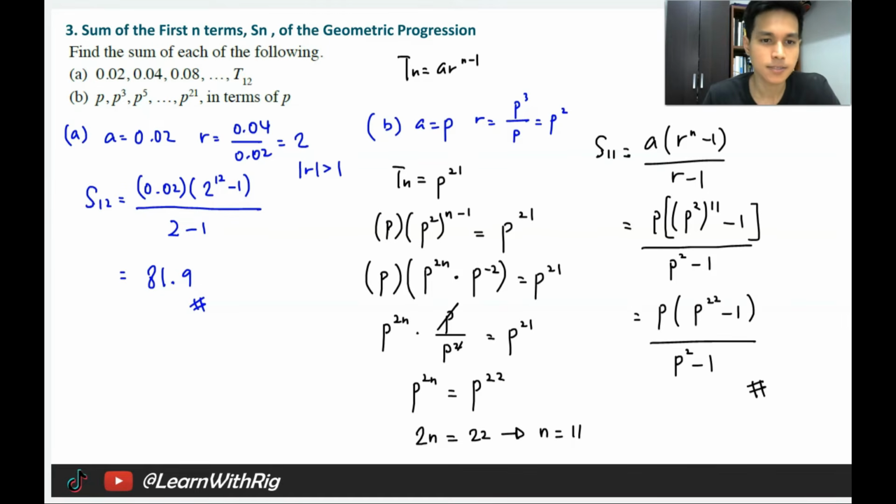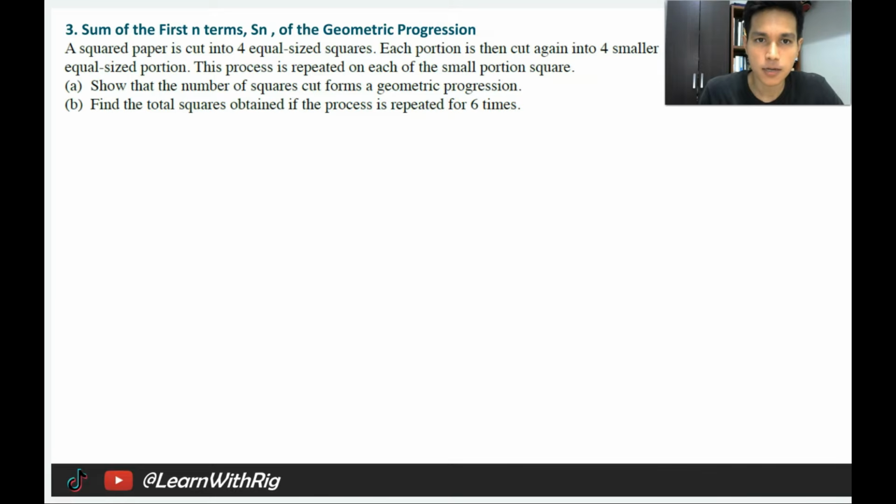Alright, next. A square paper is cut into 4 equal size squares. Each portion is then cut into 4 smaller equal size portions. This process is repeated on each of the small portion squares. Show that the number of squares cut forms a geometric progression. So first thing, they want to see the number of squares, correct? So we're going to follow the sequence first.